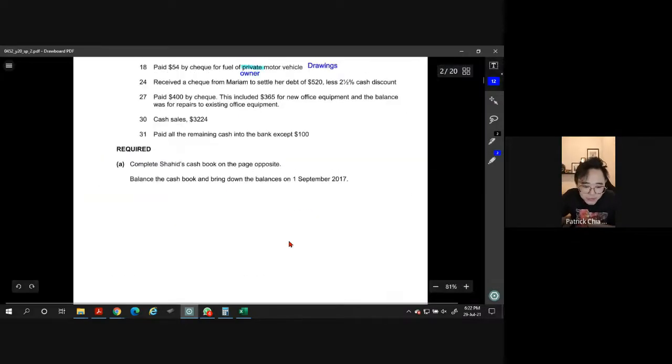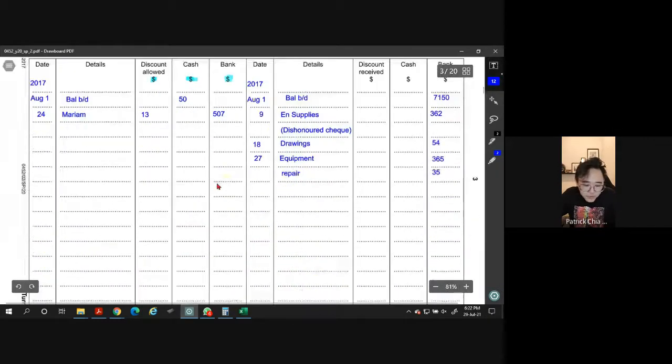Okay, let's move on to two more. We have cash sales 3224. Is this money in or money out? In. By cash or by bank? It's very obvious already, it's by cash. So same thing, put in the amount 3224.